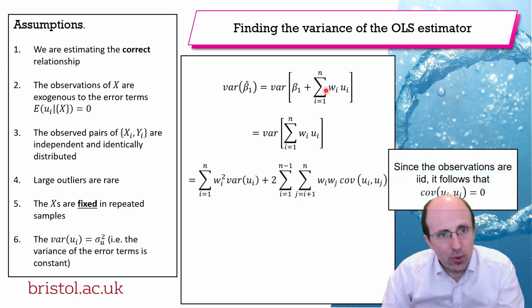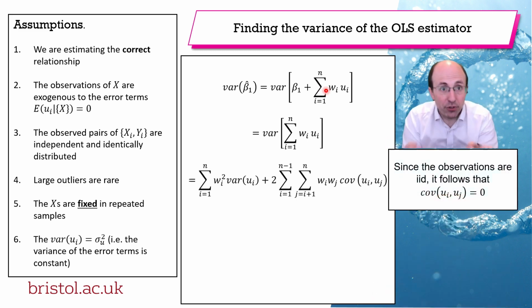Now, the variance of any sum is going to be equal to the sum of all of the variance terms plus 2 lots of all of the covariance terms as well. So here we're looking at the variance of the sum of the wi ui's. The wi we're treating as a fixed multiplier. The wi, remember, is xi minus x bar over the sum of the x minus x bar squared, and we're treating the x's as being fixed in repeated samples. So we're treating them as if they are a fixed multiplier.